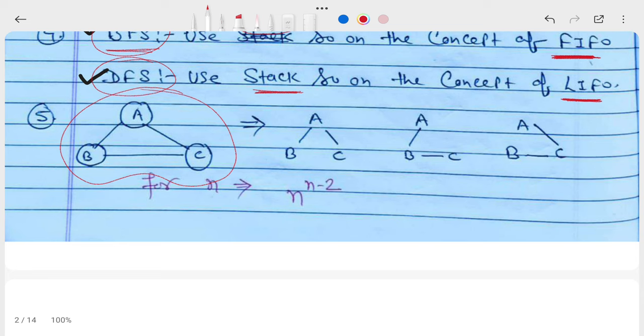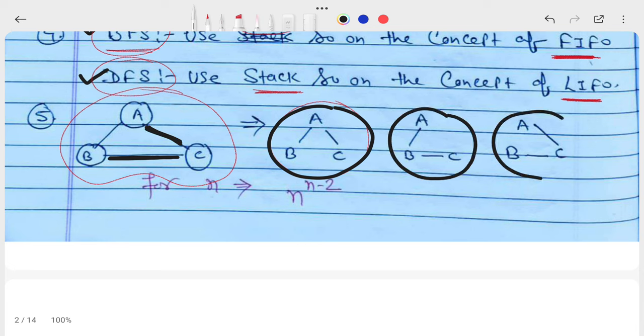Now, how many possible minimum spanning trees are possible? The first one is this one. What is the minimum spanning tree? If they have given you one graph, in this graph you have to remove any one edge to make it a tree. Now you can see, if I remove this one, then one tree is this one. If I remove this one, this remains. If I remove this one, then this is another tree. So there are a total of 3 possible trees if there are 3 nodes.